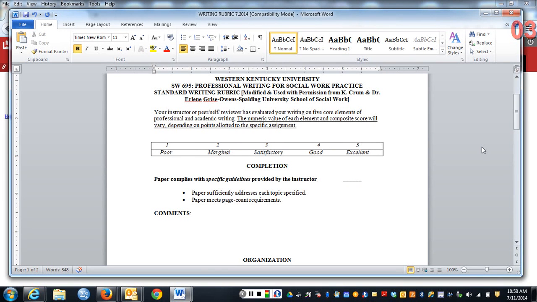The first component or core element that we're going to talk about is completion. Your paper must comply with the specific guidelines provided by the instructor. We've listed 2 here: that the paper sufficiently addresses each topic that is specified. So if the professor has given you several items or concepts that you need to demonstrate that you understand in the paper, that you've addressed each concept. The paper has to meet page count requirements. You don't want it to be over the page limit. You don't want it to be under the page limit. So these are some specific guidelines that the instructor has given you.